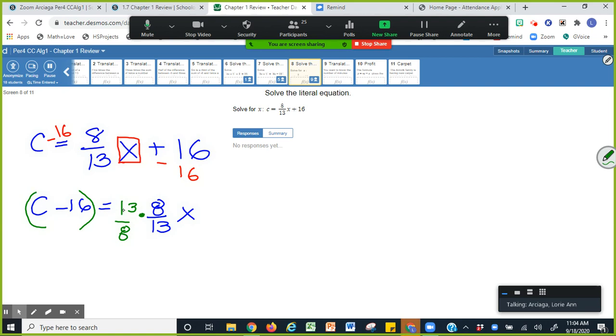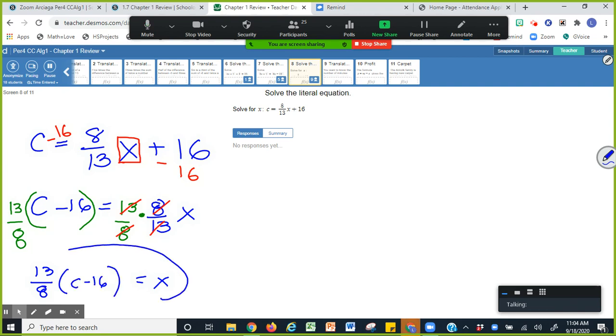If you're not sure whether it goes here or to both of them, the safest thing to do is put a parentheses around it. There. All right. So now these will cancel. And you may leave your answer as x is equal to 13 over 8 times (c minus 16). There you go.